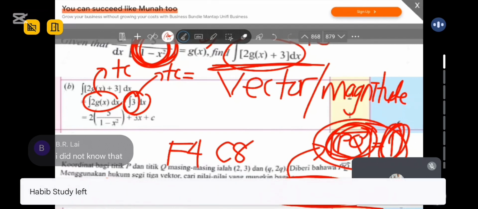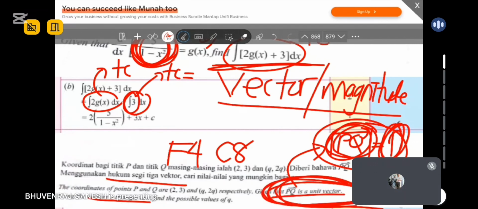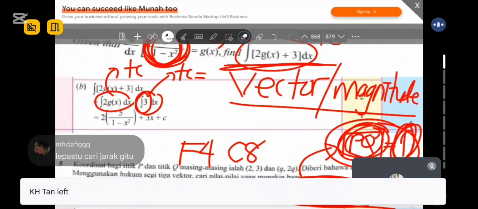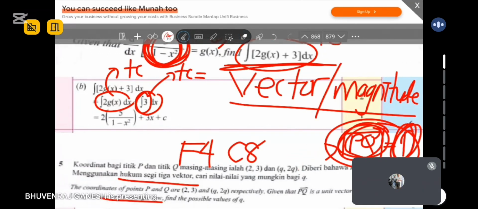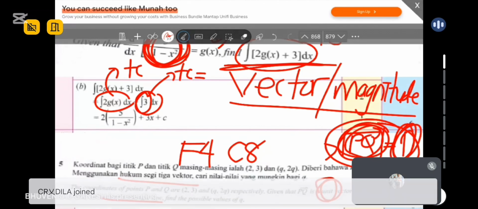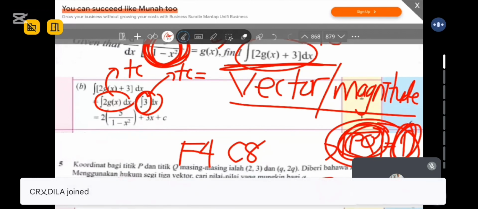So simple, right guys? You just use the definition. Use the formula. Unit vector is vector over magnitude. Whenever you see the word unit, guys, it means 1. Whenever you see the word unit, it means 1. Okay, no other number.